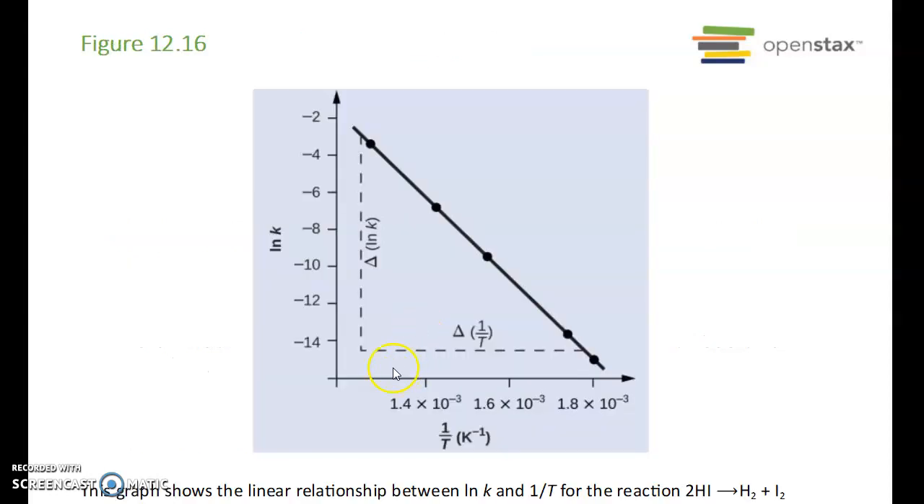So here's a graph showing a linear relationship between the natural log of k and a plot of 1 over T. And this right here gives the slope of this line, gives you the value of EA over R. Okay, and this particular one happens to be for the reaction of hydrogen iodide reacting to form hydrogen and iodine.